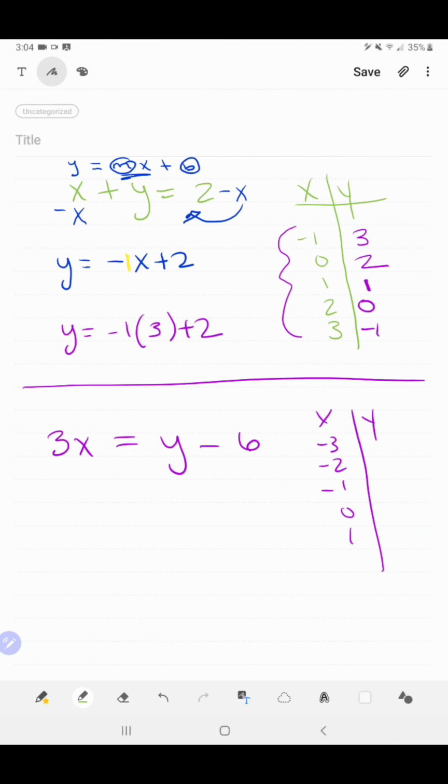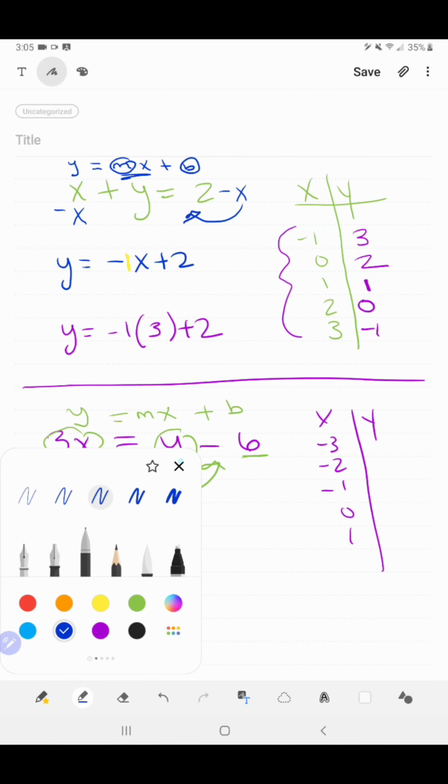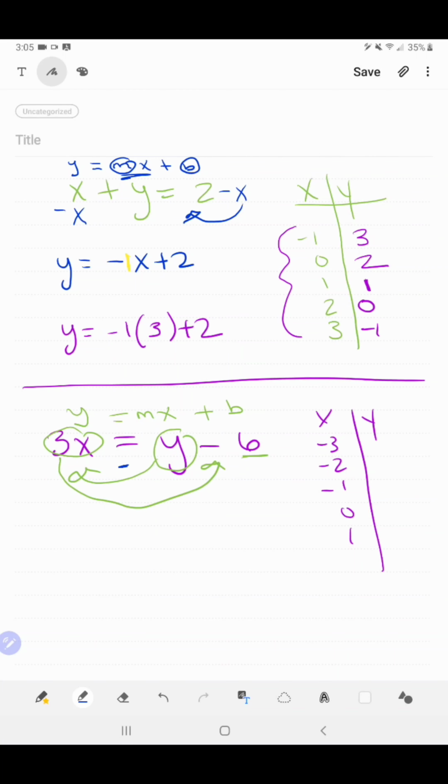Okay, let's start plugging. Oh, actually, first we have to change the equation. So y equals mx plus b. So y is on the wrong side. X is on the wrong side. 6 can stay where it's at because it's on the right side. So we're going to change this first by doing the opposite sign. So this was positive y, so we're going to change it to negative y. This was positive 3, we're going to change it to negative 3. And negative 6 stays the same.